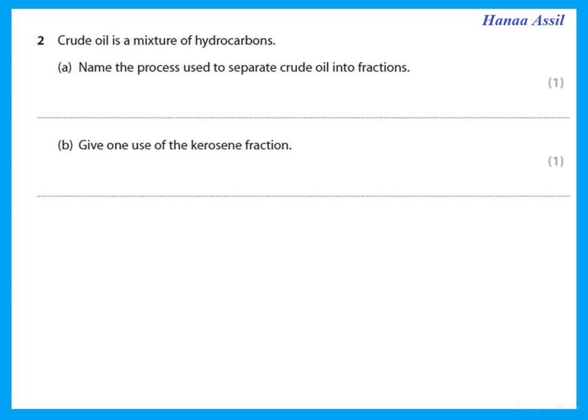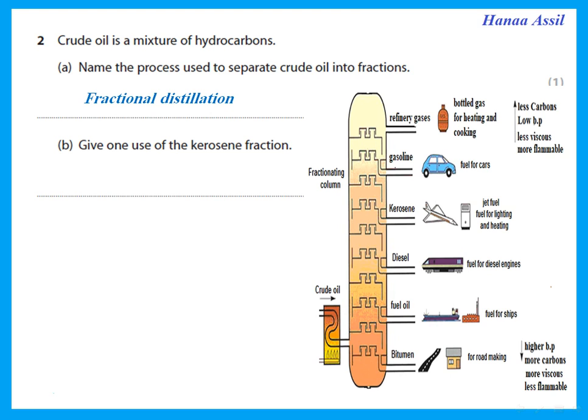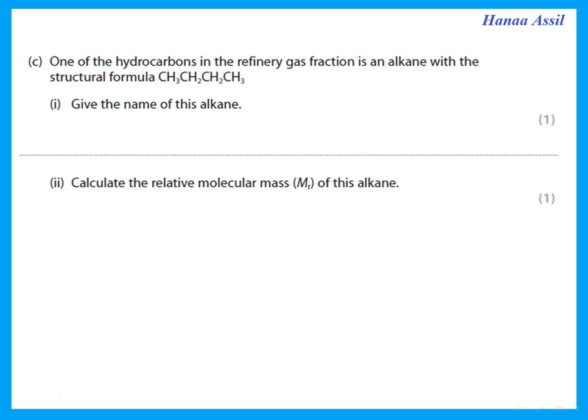Crude oil is a mixture of hydrocarbons. Name the process used to separate crude oils into fractions. Remember, crude oil is separated into fractions using fractional distillation because crude oil is a mixture of liquids. Then he's saying give one use of the kerosene fraction. Remember, you are required to know the arrangement of the fractions, the order of the fractions, and the uses of each fraction. So what is the use of kerosene? You should realize that is fuel for jets.